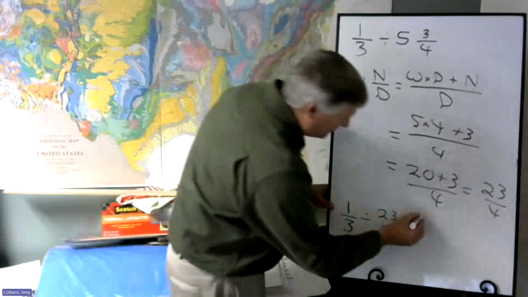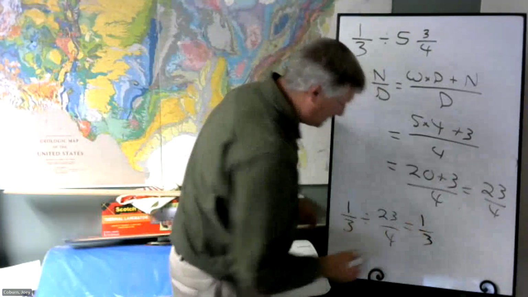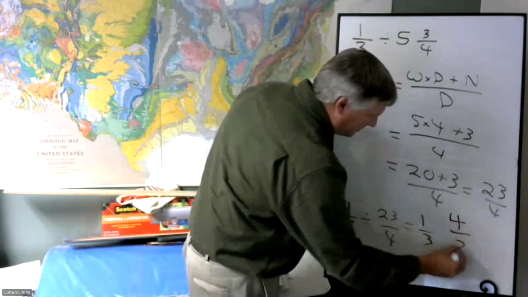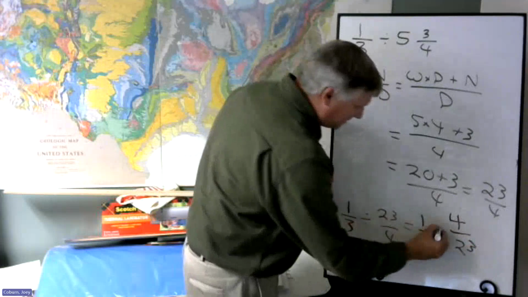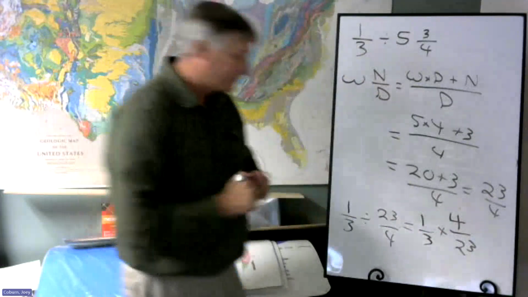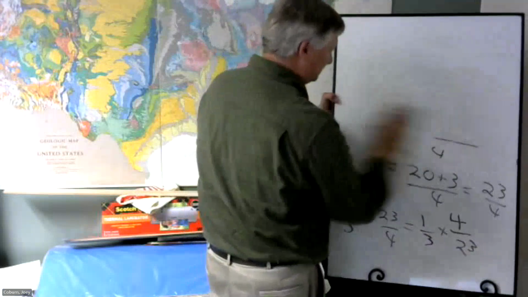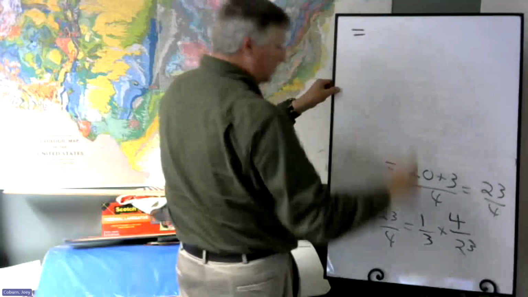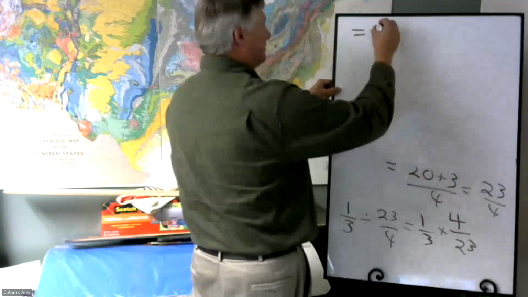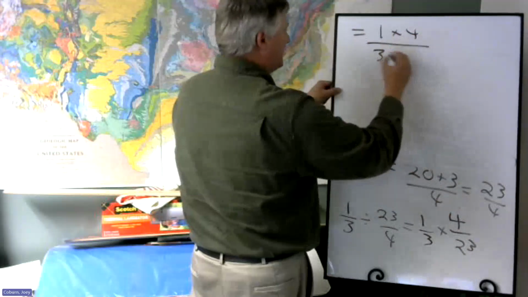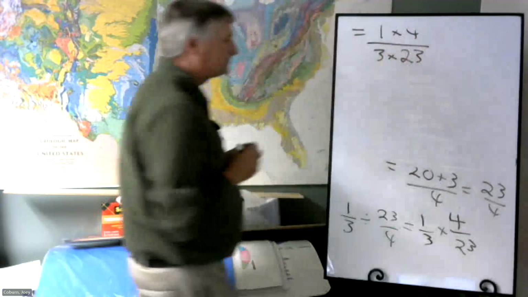Keep the first fraction. Flip the second one. Change division to multiplication. So multiplying directly, 1 times 4 over 3 times 23.